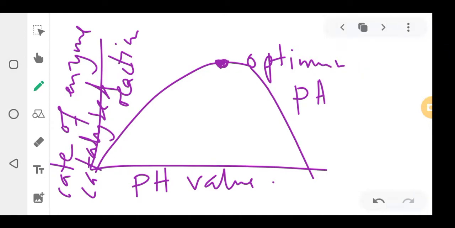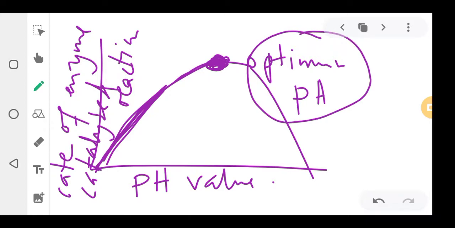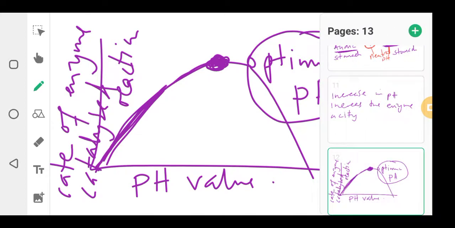Okay, so at optimum pH the enzyme works very well. As the pH values are increasing here, the enzyme activity will also increase until you reach optimum pH. Optimum pH here is the pH where the enzyme works best. So once you reach optimum pH, the enzyme works well. Okay, I'll send these in the notes.